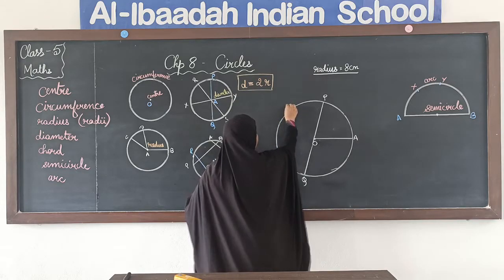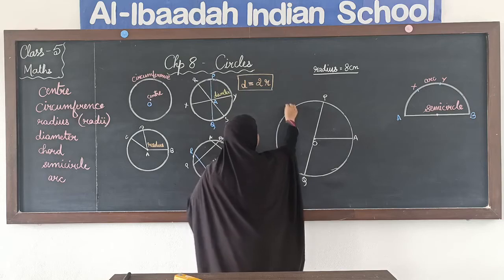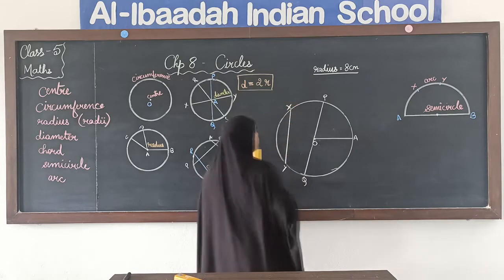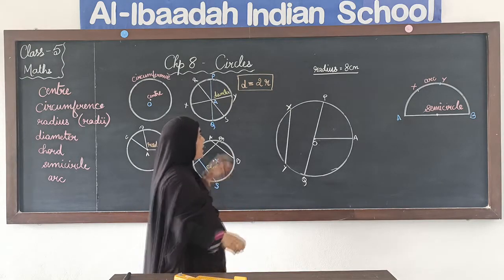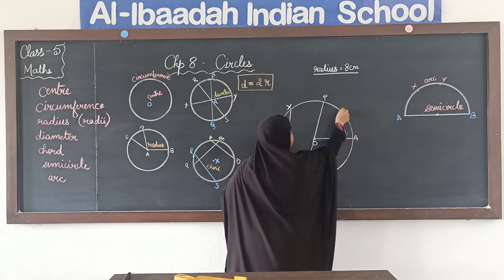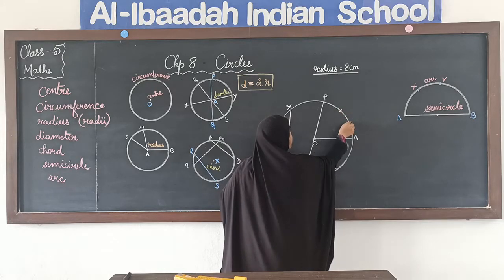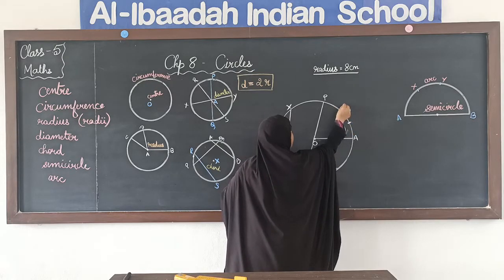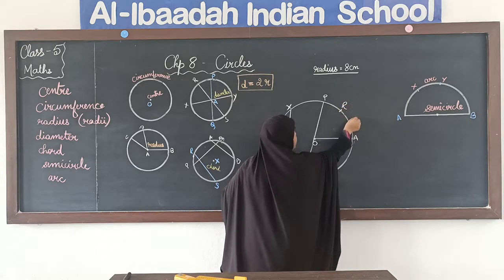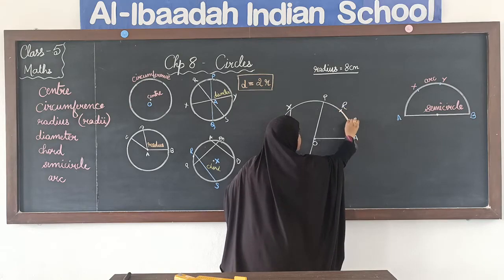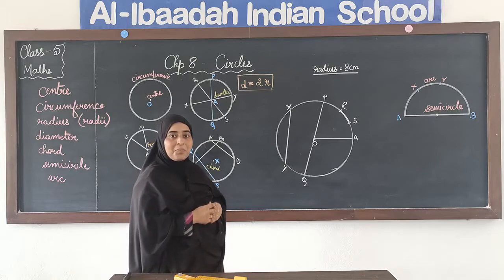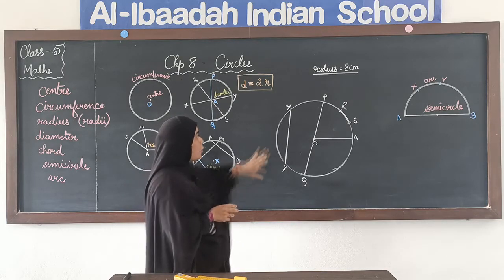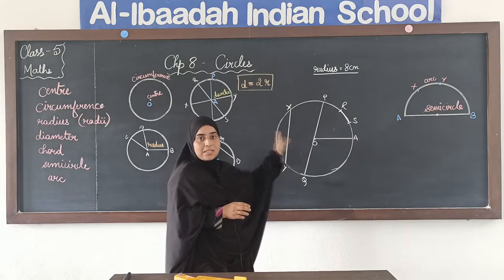Let me draw a chord on the circle. XY is the chord of the circle. And here if I mark any 2 points, say for example I have marked the 2 points over here, R and S. Now from R to S, this part becomes the arc of the circle. I hope you have understood the different parts of the circle and how we construct or draw a circle.